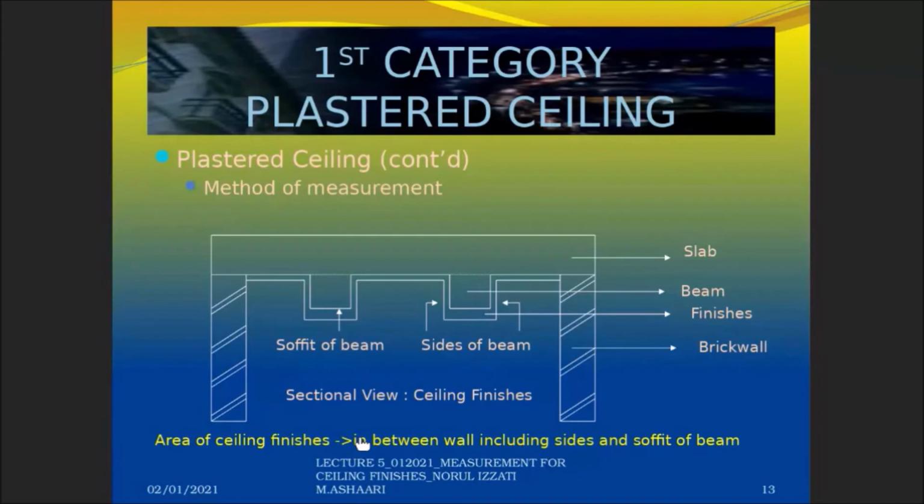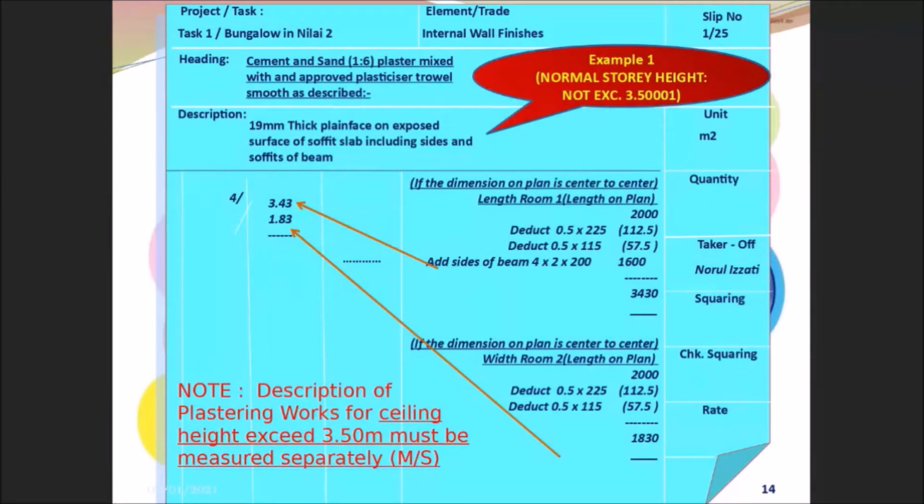Okay, area of the ceiling. For the plastered ceiling, this one had been highlighted before. You have to measure the area at the soffit of the upper floor slab, side and soffit of the beam. So what you need to do when you measure, if you have the detail of the structural drawing, you have to check together. That means if you check the detail of the beam, that is where you can measure the size of the beam. So that one must be checked with the structural drawing.